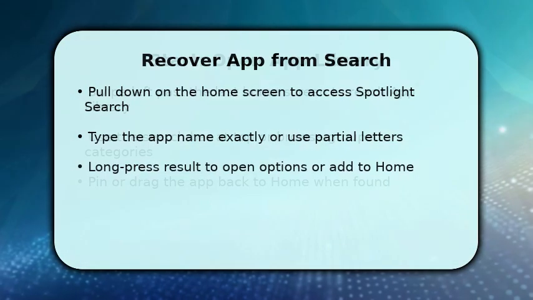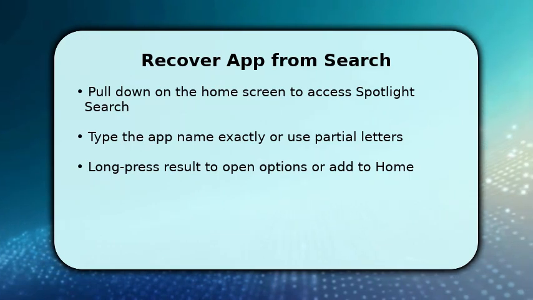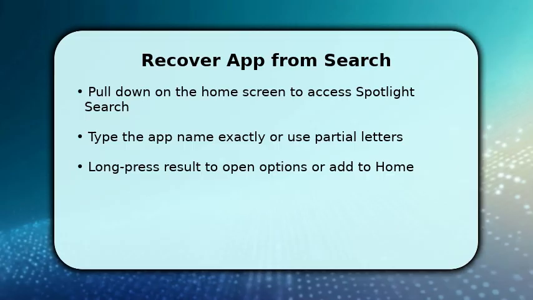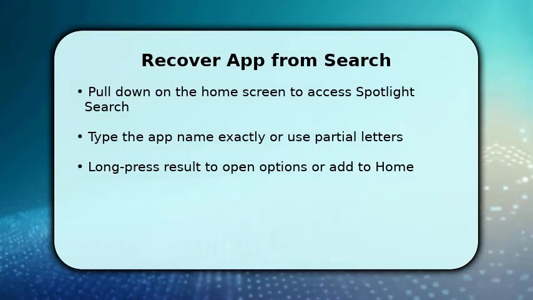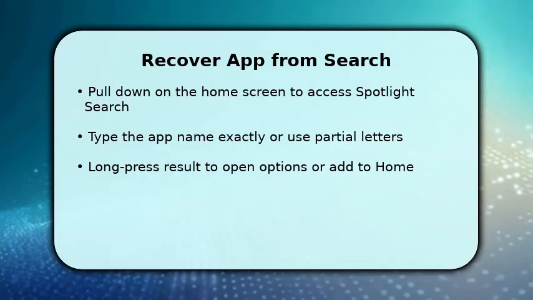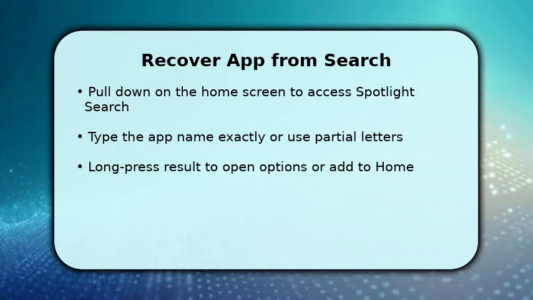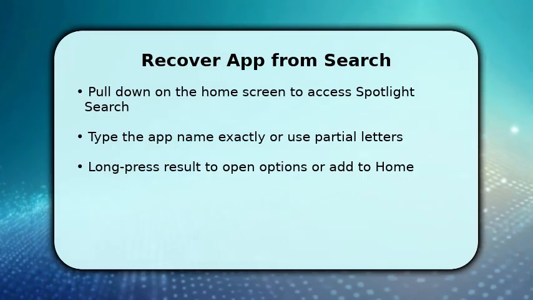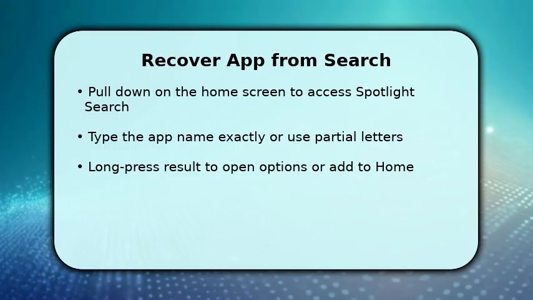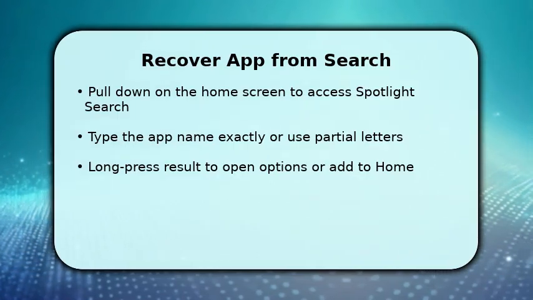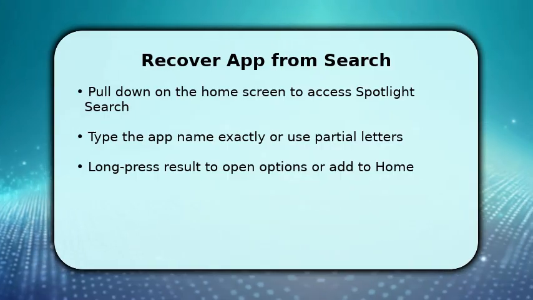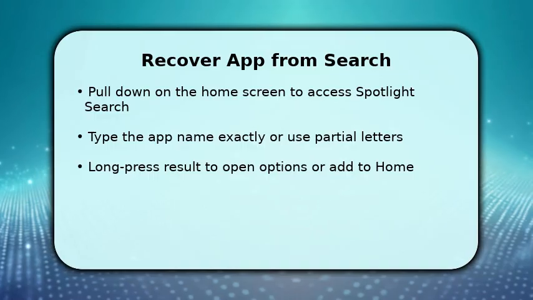Next, use Spotlight Search to find the removed app fastest. Pull down in the middle of any home screen and type the app name. You should see matching results as you type. This is why partial letters often work. When the app appears, long press the result to reveal actions like opening, showing in app library, or adding to home. If you choose Add to Home, drag the icon to your preferred position. If you open it first, you can still re-add from the app's long press menu.